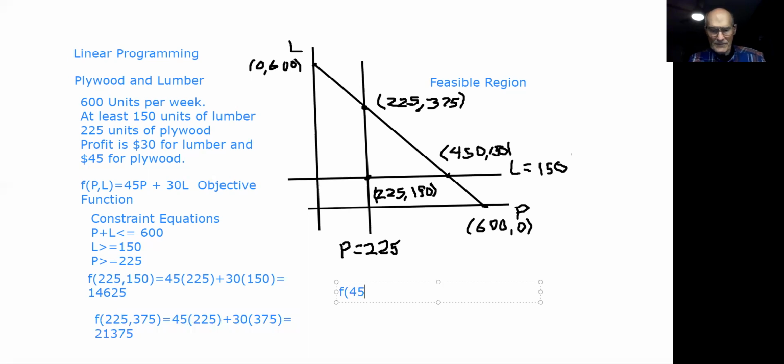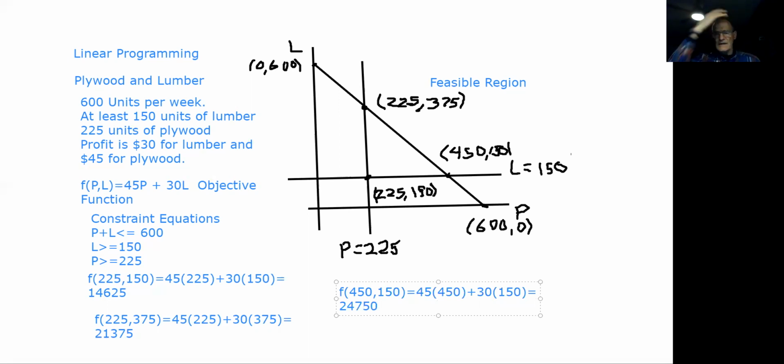F(450, 150), which is equal to 45 times 450 plus 30 times 150, and that equals 45 times 450 plus 30 times 150 equals 24,750.